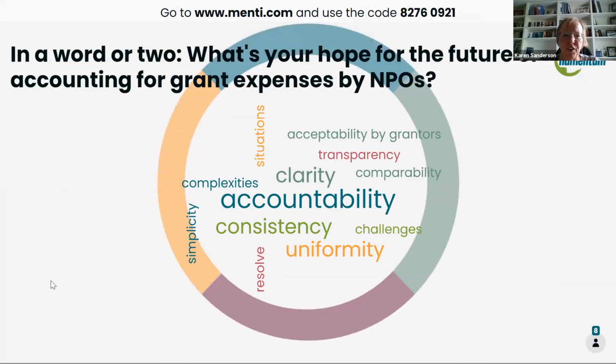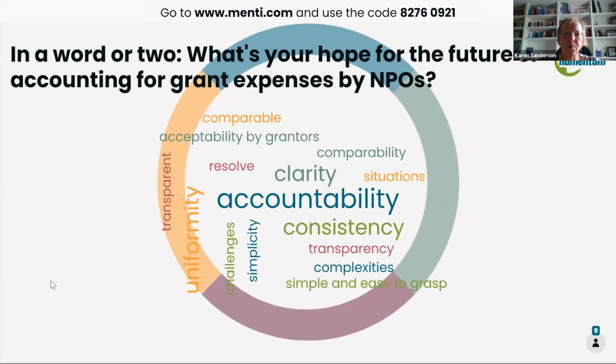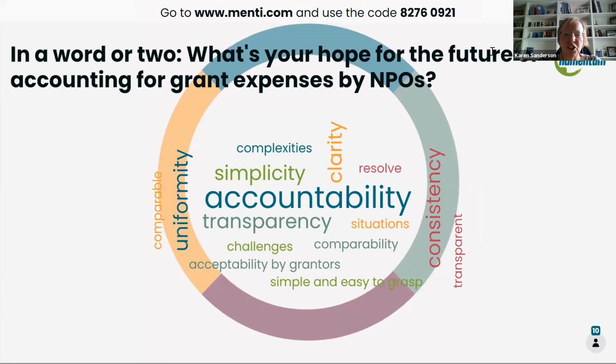We've put up in front of you a word cloud. That word cloud includes the words that came up in the webinar that we ran earlier today. But we'd really like to get your thoughts too. We want to capture the positive, the hopes for the future that we can build on going forward. Accountability is the strongest word in the word cloud at the moment. That's just got larger, so that's really interesting. But also a lot of support for uniformity, clarity, and consistency.